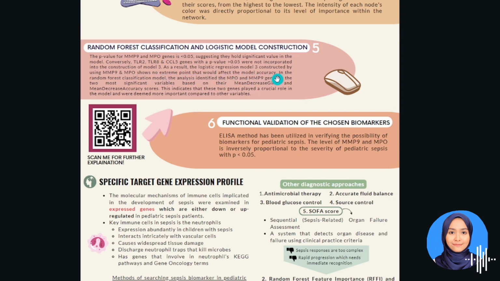affect the model accuracy. Besides, they also constructed a random forest classification model to further evaluate the importance of these two hub genes. From the result, MMP9 and MPO genes were the top two in the mean decrease Gini and mean decrease accuracy, suggesting that these two genes were more important in the random forest model variables.